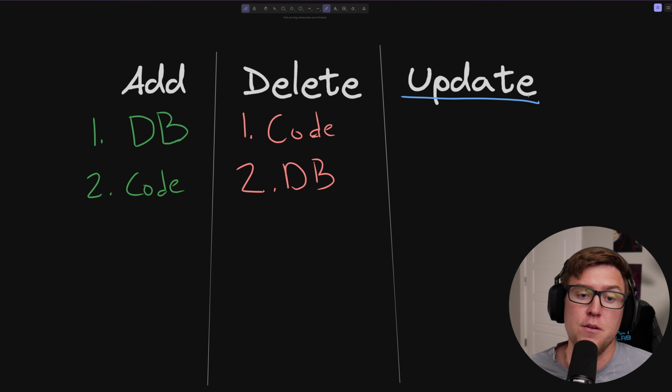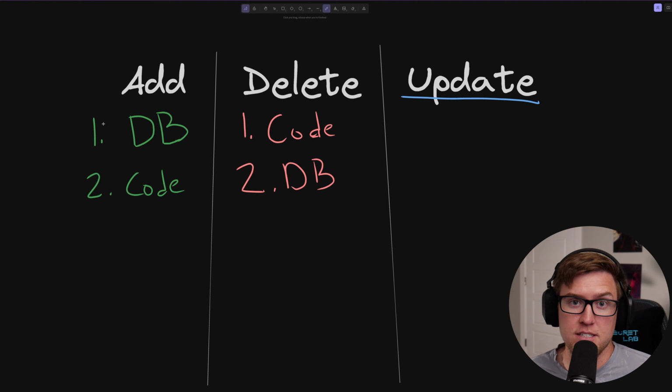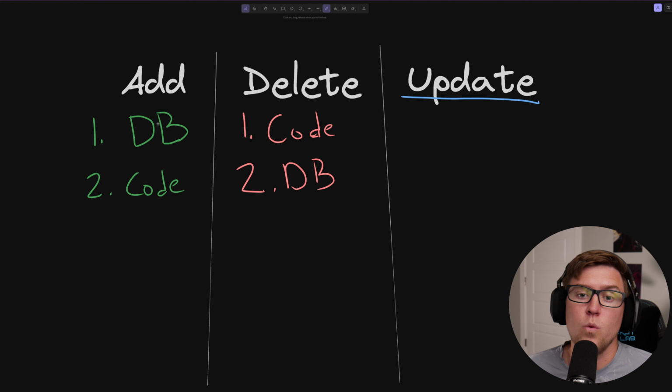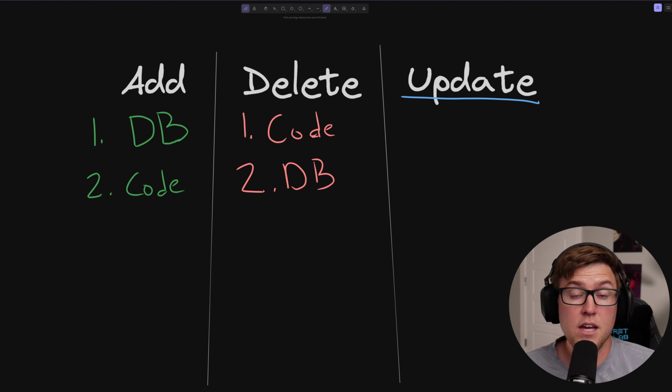Because keep in mind, when we're adding stuff, we can safely update the database beforehand. When we're deleting stuff, we can safely update the database after the fact. When we're updating stuff, there's really no safe way. I mean, think about it for just a second. You've got an old version of code that expects an old database name and a new version of code that expects a new database name.